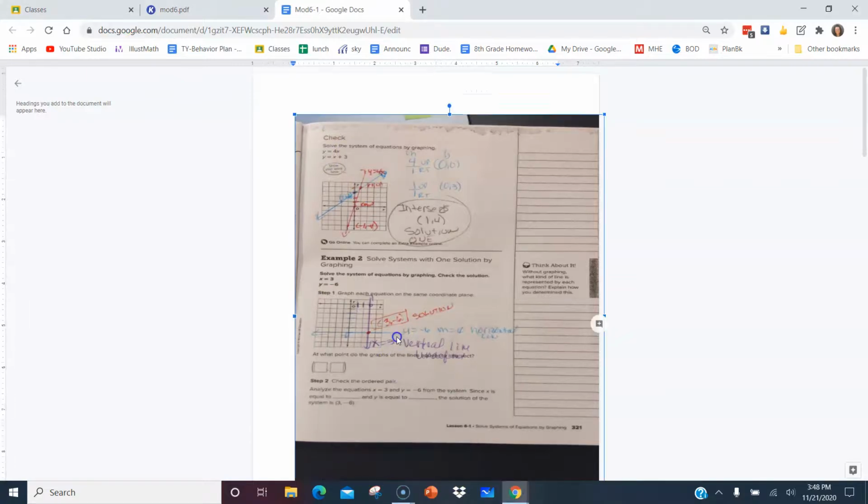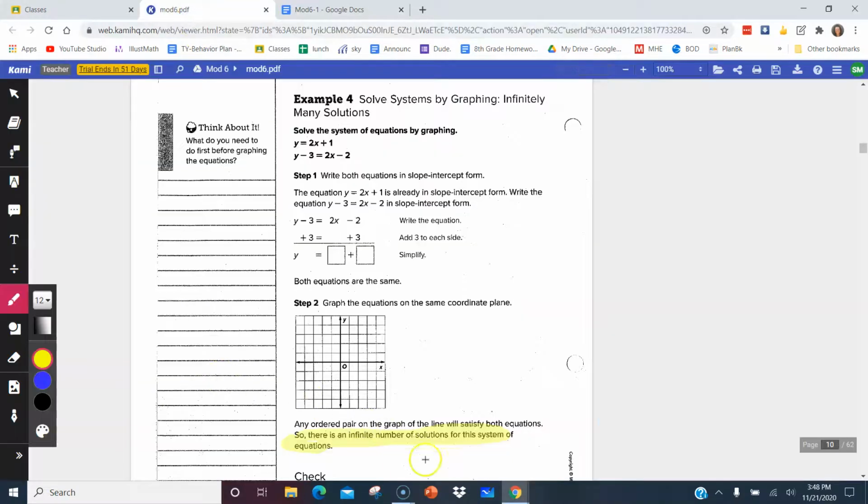And let me turn this off. I gotta turn this off somehow. I lost it someplace.